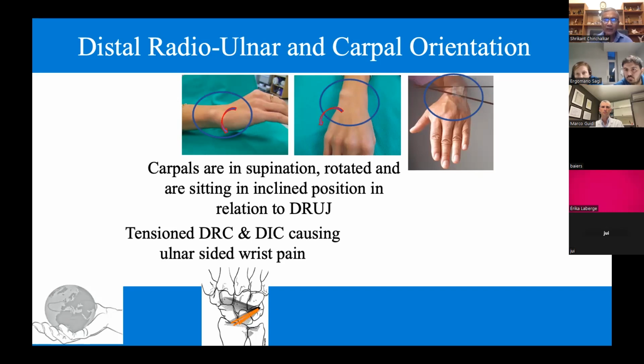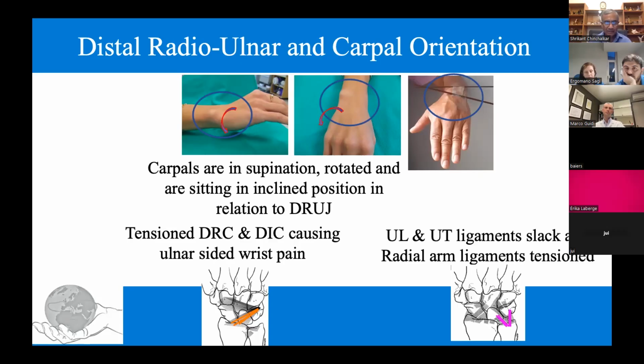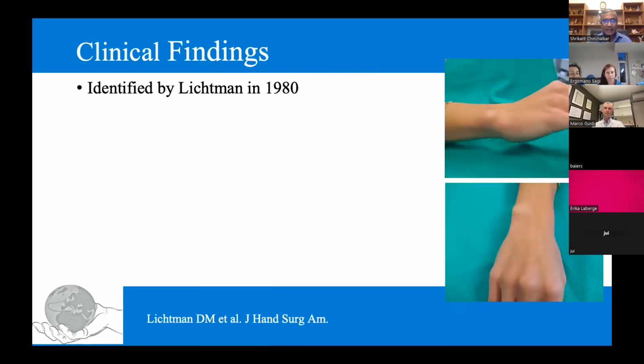Subsequently, you can very well imagine, based on the anatomy of the ligamentous structures, that the dorsal radiocarpal ligament and dorsal intercarpal ligament are somewhat tense, causing ulnar-sided wrist pain. Whereas on the volar side, because of the ulnar sag, you will see the ulnolunate and ulnotriquetral ligaments somewhat slack, producing an abnormal tension on the radial arm ligamentous structure. In other words, the entire carpus is deranged in relation to the distal radioulnar joint, and that produces an instability pattern.